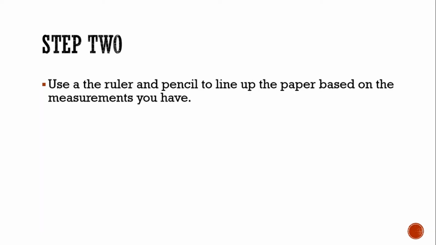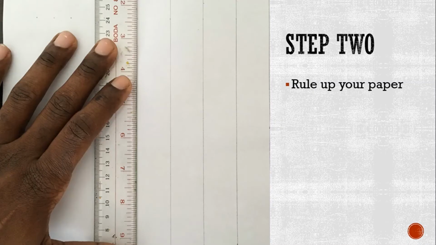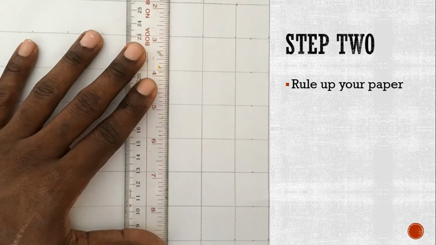So step 2, you use the ruler and the pencil to line up the paper based on the measurements you have. Alright, so here I am now. I'm ruling up my paper to ensure that I have all of the right arrangements. When I rule up this paper, I will be able to better make judgment as to where to put my motifs. So the ruling up of the paper helps you to guide the motif when you're making your pattern arrangements.